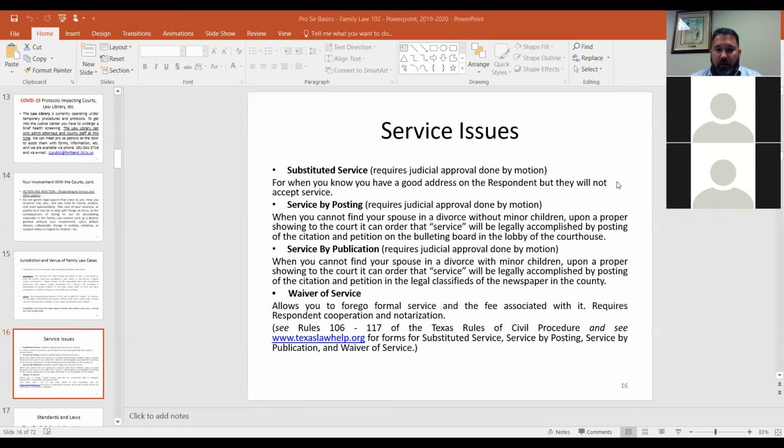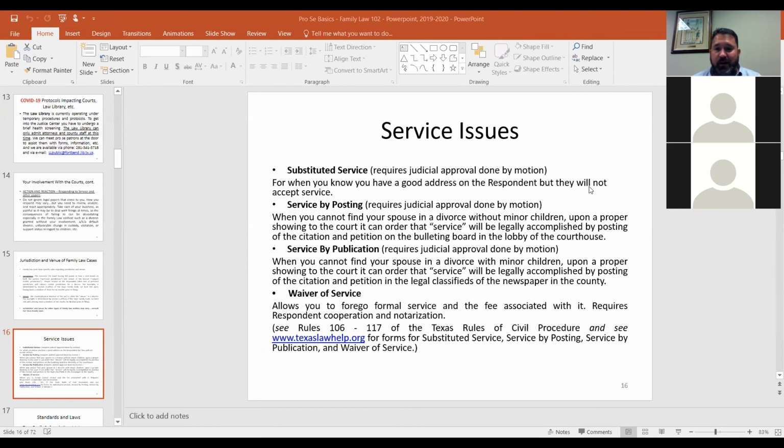Thank you. So, like I said, there are different ways of accomplishing service. The traditional ways are by in-person service, certified mail for individuals. Sometimes if you're suing a corporation, say in some other kind of civil case, you have to serve their agent for service of process or serve them through the Secretary of State of Texas. So those are the normal ways. Or not the normal ways, the most traditional ways.